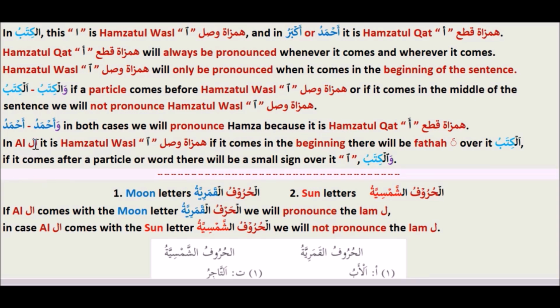In Alif Lam, Al, it is Hamzatul Wasl. If it comes in the beginning, there will be Fatah over it, like this. And if it comes after a particle or word, there will be a small sign over it, like this. It is something like a small Sad. Wal-Kitab. So it will not be pronounced when it has a small sign like this.